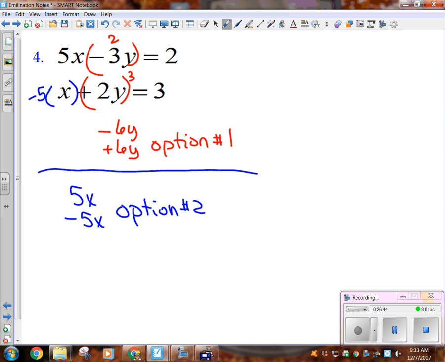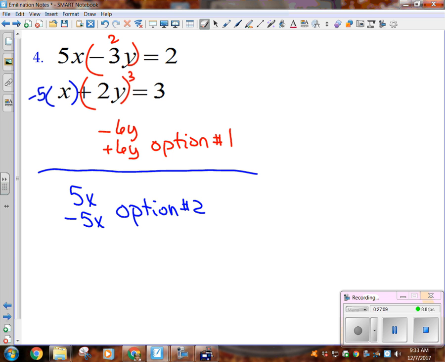Zach, do you want to make the y's eliminate, option number 1, or do you want to make the x's eliminate, option number 2? Option 2. Wise choice, my man. You are a wise soul. Why would I do option 2? Because I only have to worry about multiplying one equation by one number instead of 2 equations by 2 different numbers. Does everybody hear that?